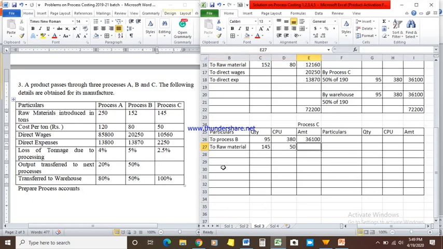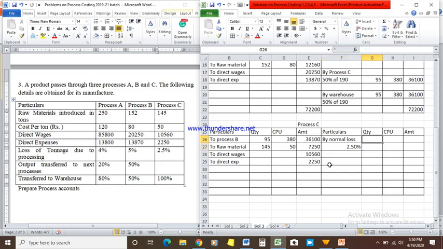145 tons at the rate of 50, 7,250. To direct wages 10,560. To direct expenses 2,250. Now in this process we are having only 2.5% as a loss of tonnage. So I write here by normal loss, that is 2.5%.